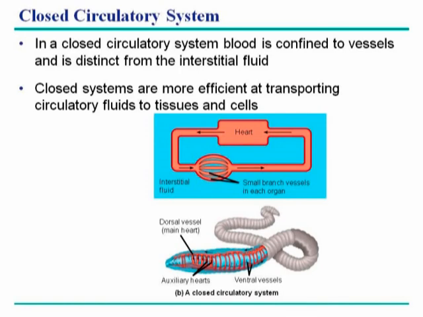In the picture below, you can see the earthworm. In the earthworm model you can see the auxiliary hearts or pseudo hearts. There are many ventral vessels and dorsal vessels in the earthworm. We call this system a closed circulatory system.